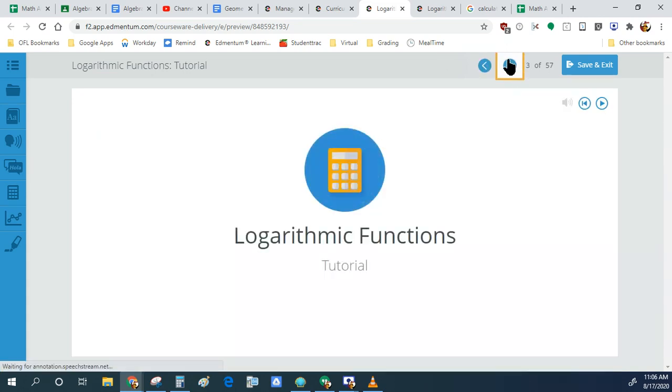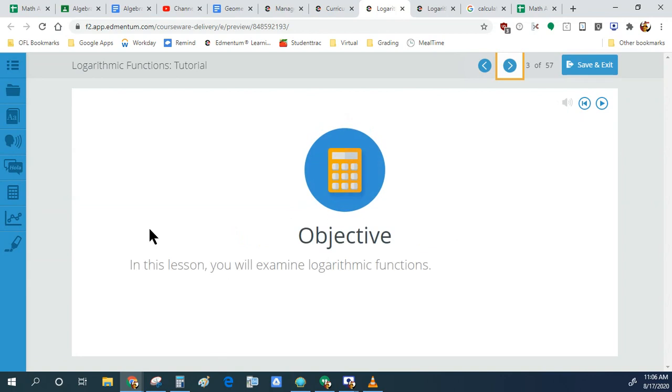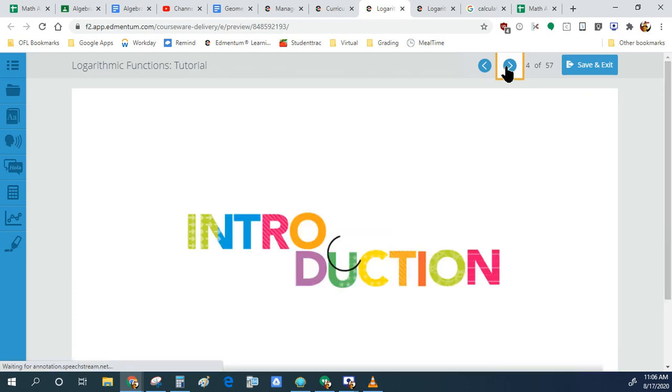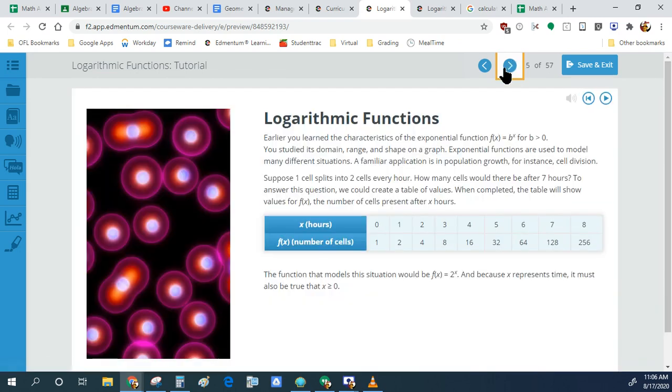So as always, guys, make sure you're paying attention to the objectives. In this case, we're going to learn how to examine a logarithmic function. All right. And the main idea of logs is this idea, like I said, it's unit 2 is locked.